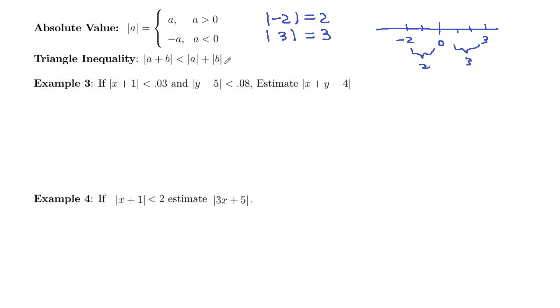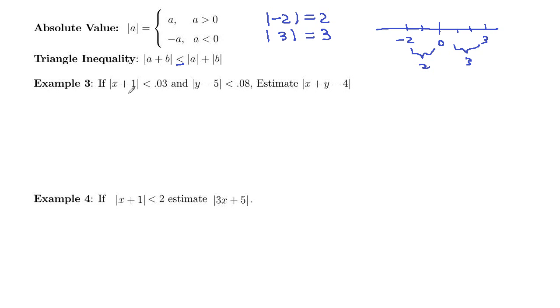So now we're going to use something called the Triangle Inequality, which says the absolute value of the sum of two numbers a and b is actually less than or equal to the sum of the two absolute values. So if you break it up, then it could stay the same or get larger, but it can't get smaller. So let's put this to work.